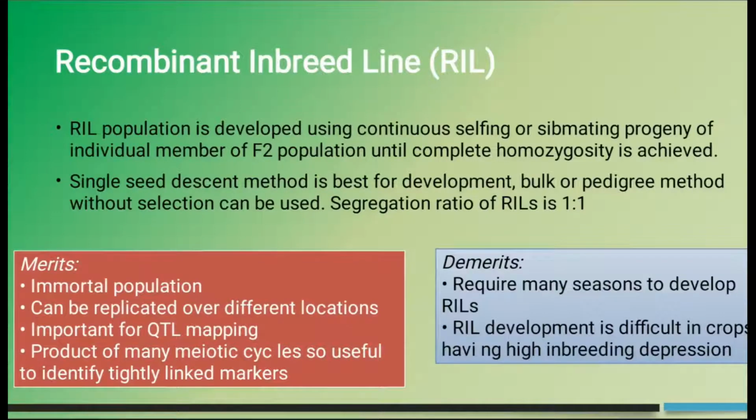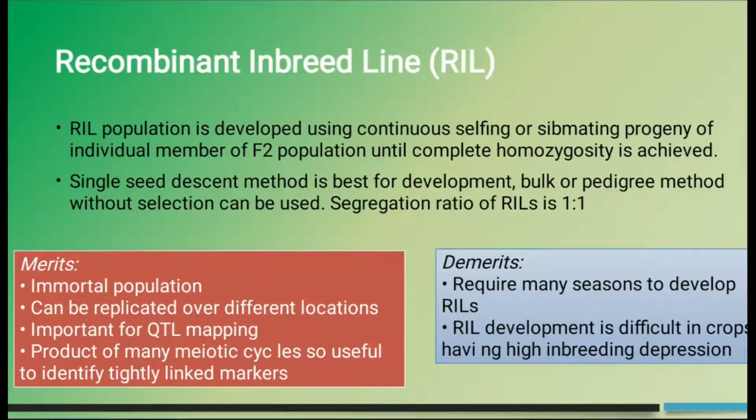Next population is recombinant inbred lines. This population is developed using continuous selfing or sib-mating of the progeny of individual members of the F2 population until complete homozygosity is achieved. The single seed descent method is the best for the development of recombinant inbred lines. The bulk or pedigree method without selection can also be used, and the segregation ratio of an RIL population is generally 1:1.